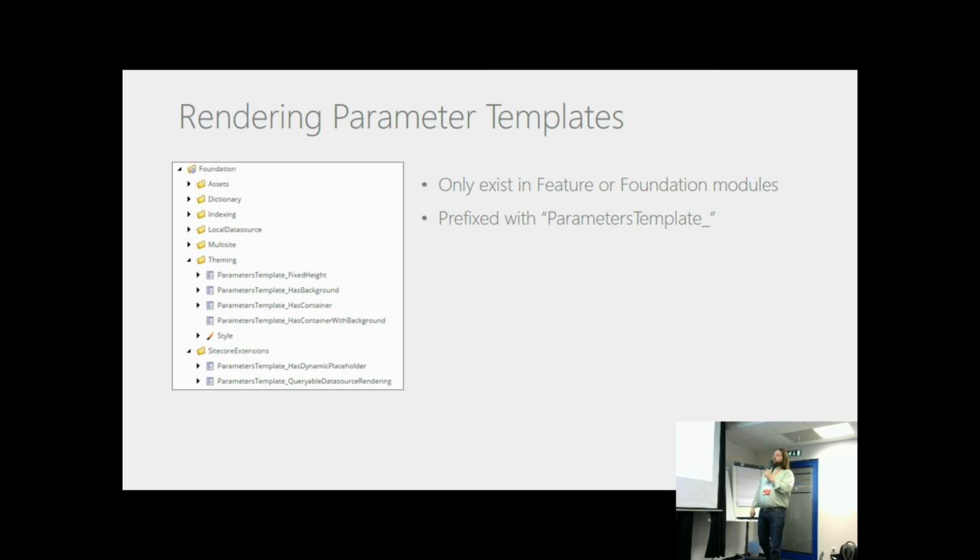Finally, rendering parameter templates. Again, just like folder templates, they only exist in the feature and foundation modules. They're prefixed with parameters templates underscore, so you can see easily which are your rendering parameter templates. And they do exactly what they say. They're for setting parameters on renderings.